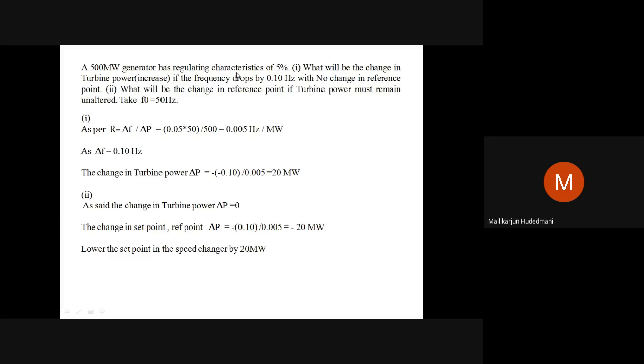This is the one problem making you think about both concepts: turbine power incremental with reference not changing, and reference changing with turbine power unaltered. In both situations, this drop is because of a power demand. What is the demand? 20 megawatt. Who will correct it? In the first part, the turbine is going to correct it by the governor role. Here, it is the set point, so that 20 megawatt is directly corrected at the generator side. This way, the 0.1 hertz drop is arrested back to zero by 20 megawatt. That will not change.